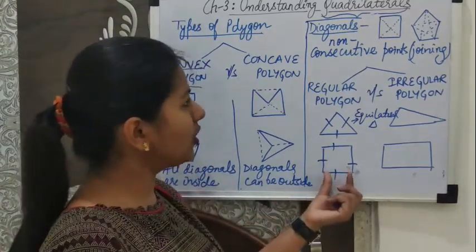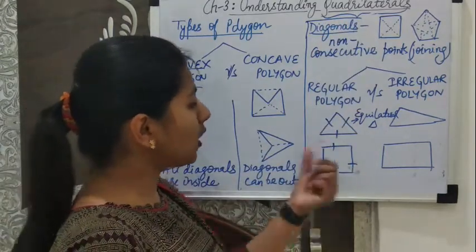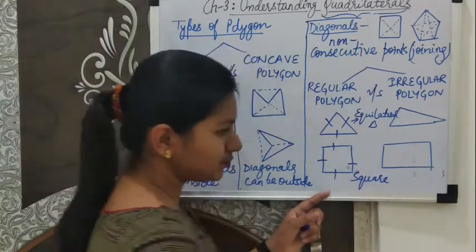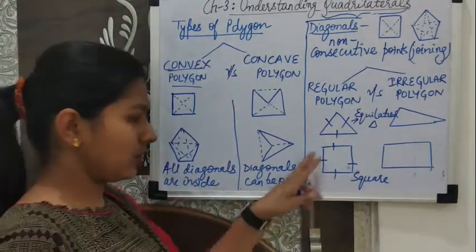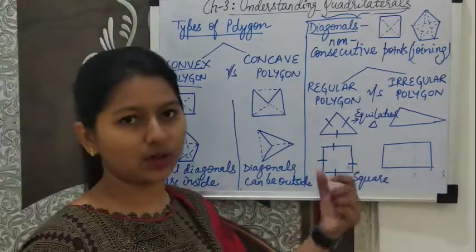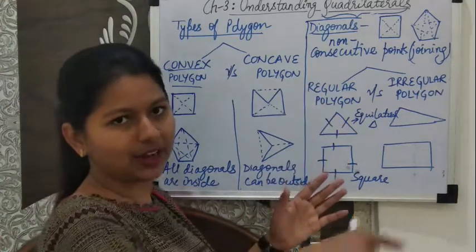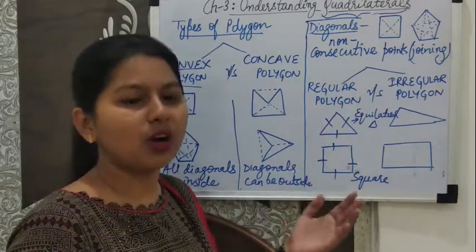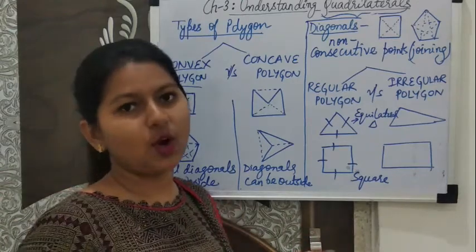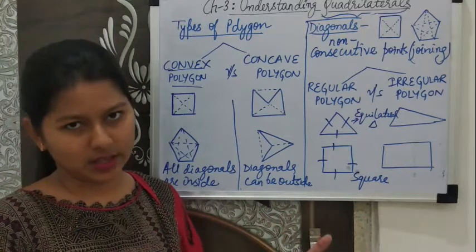So four sided polygon is called quadrilateral. So regular quadrilateral is called square. Fine. So for any figure, any polygon to be regular, its all sides should have equal length. Now if a pentagon is having all the five sides equal, then it will be called regular pentagon. If a hexagon is having all six sides equal, then it will be called regular hexagon.